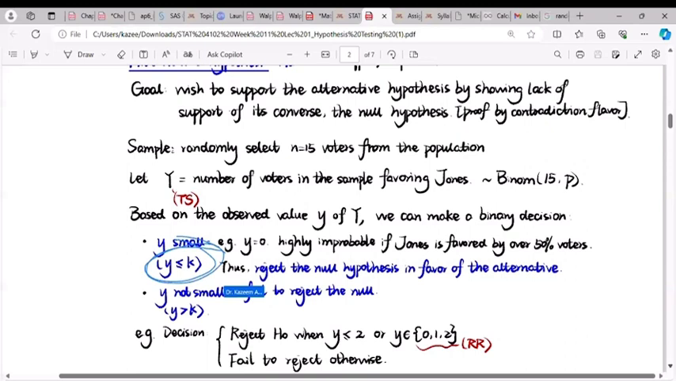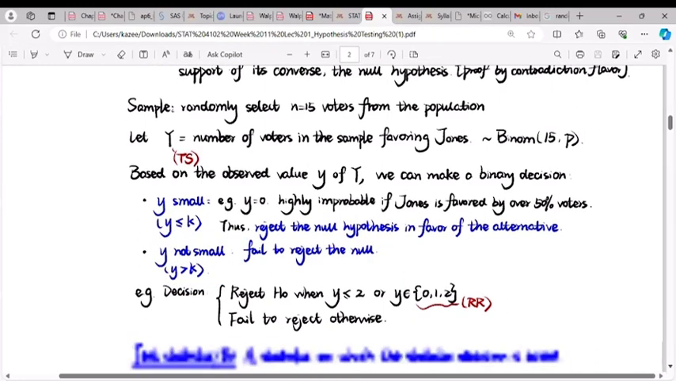That is why we're generalizing here: y less than or equal to k, and that very k will be decided. So if y is not small, that is, the number that will favor Jones out of 15 is not small, then we are saying y greater than k. And if that happens, then we fail to reject the null hypothesis. So one way or the other, we need to decide on what k is going to be.